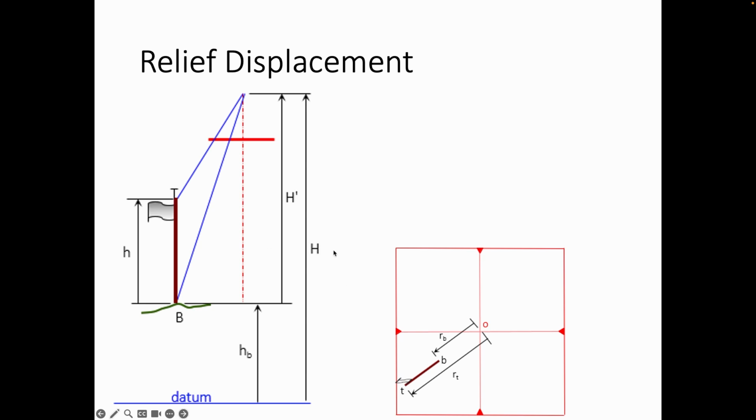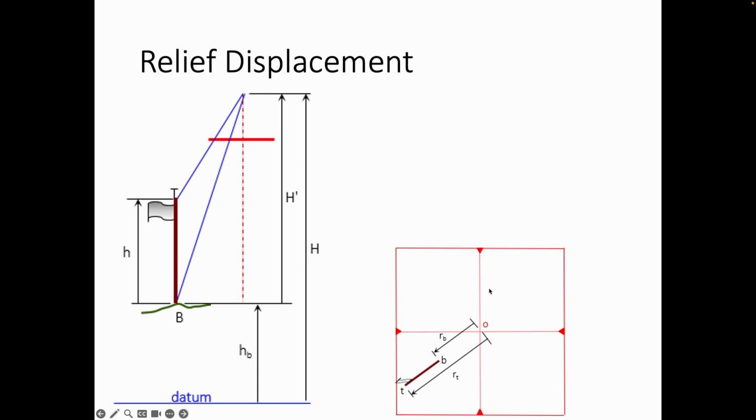Numbers, or maybe I should say letters. We can assign some variables to these different things. So the height of the object, we'll call that h. The height of the object above the datum, we'll call hb. That's the elevation, basically, of the base of the object. We've got the height of the camera above the ground, that's h prime, and the height of the camera above the datum, that's H. And then we've also got RB and RT, that's the image distance.